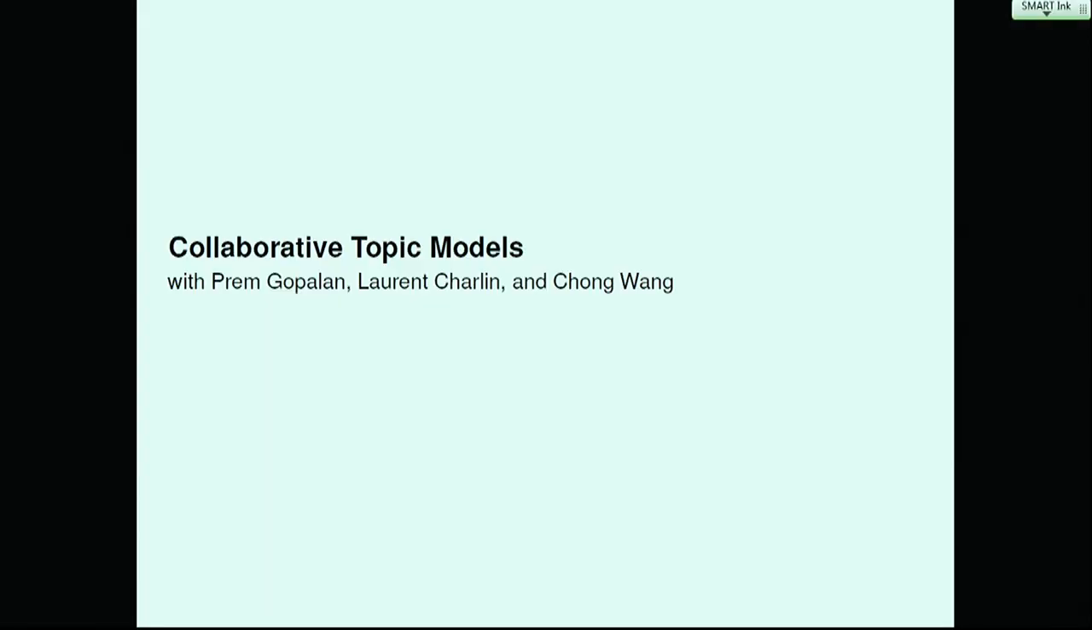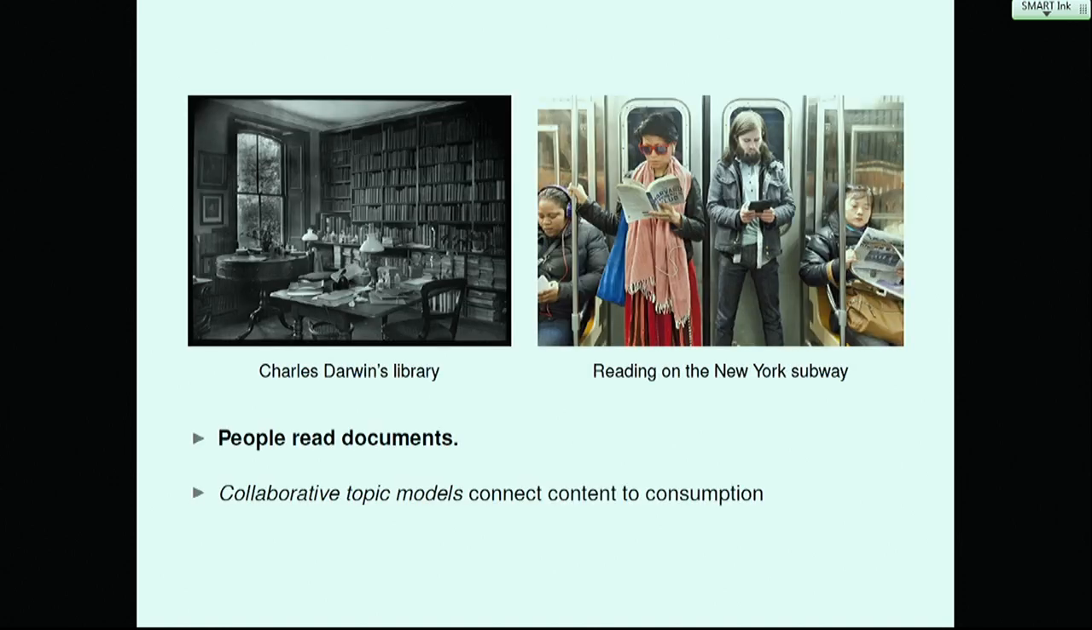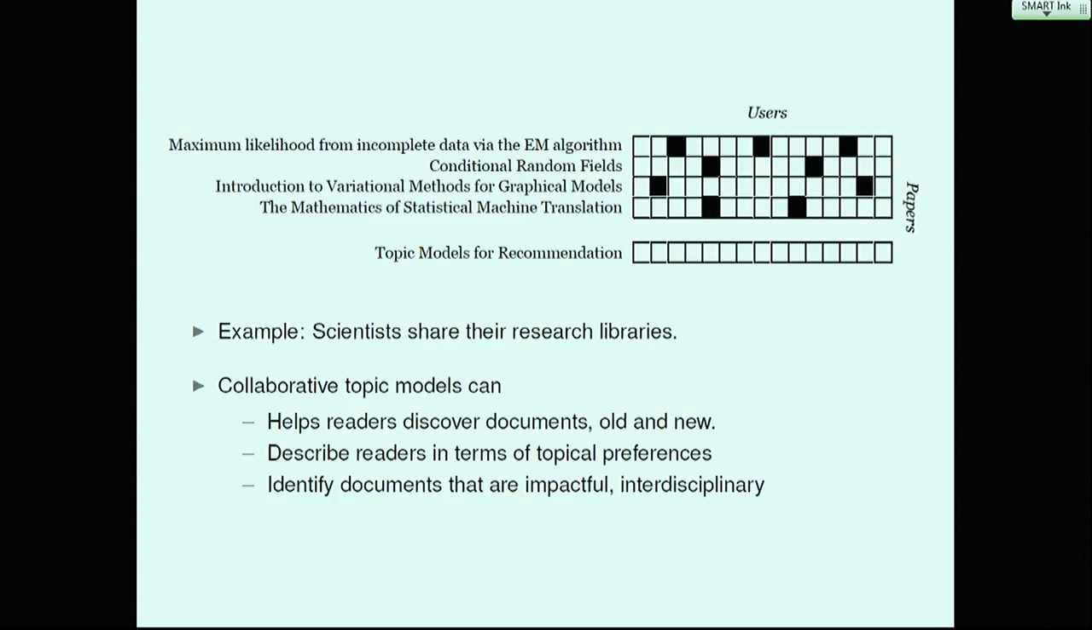I want to mention this is joint work with Prem Gopalan, Laurent Charlin, and Chong Wang. As I mentioned, people read documents, people read on the subway, and Charles Darwin used to read. Collaborative topic models connect what they are reading to patterns of reading. I'll show you the idea.